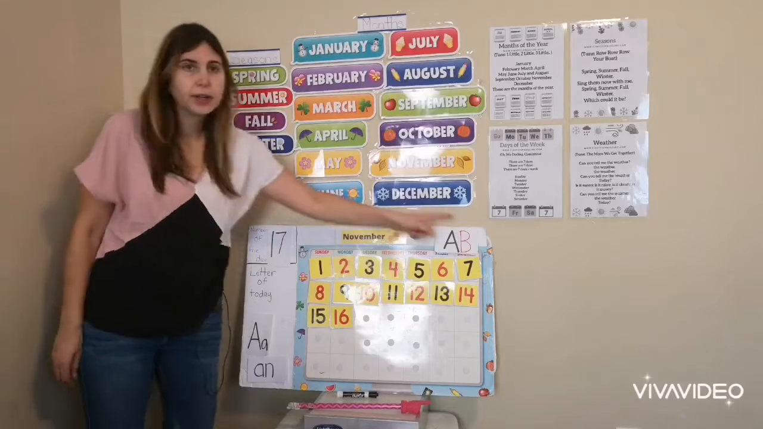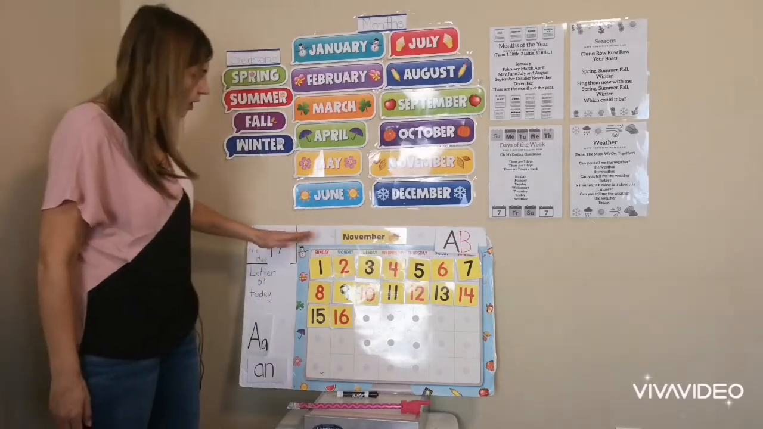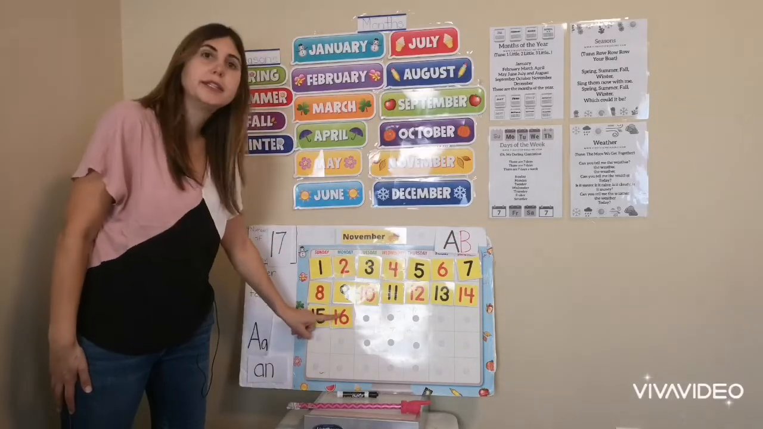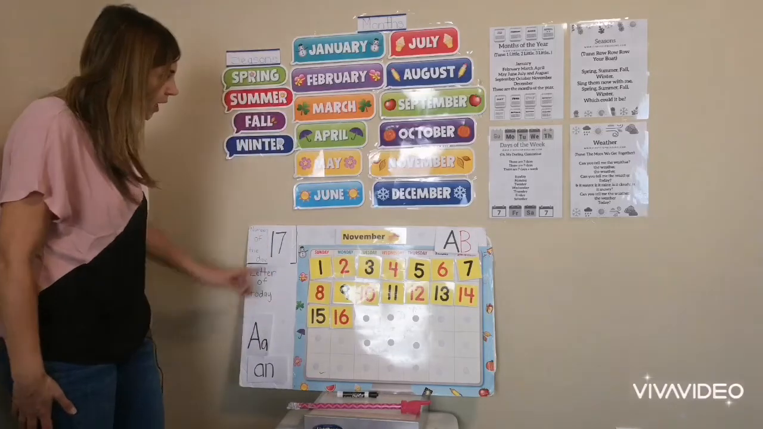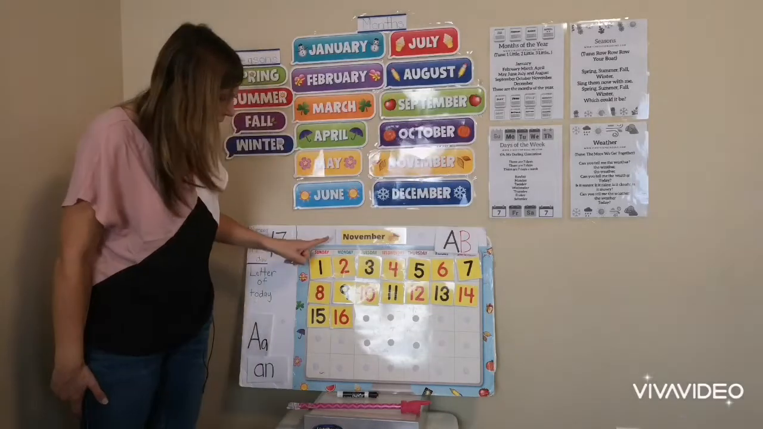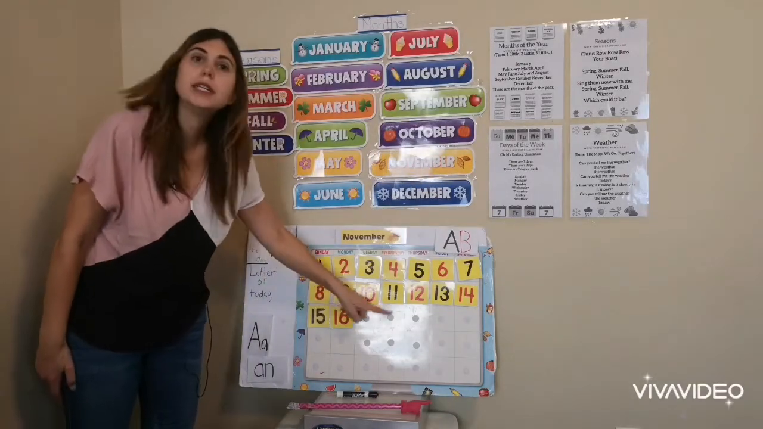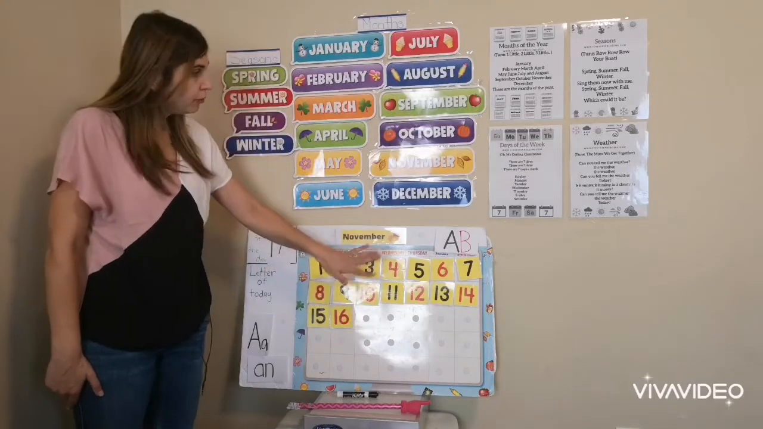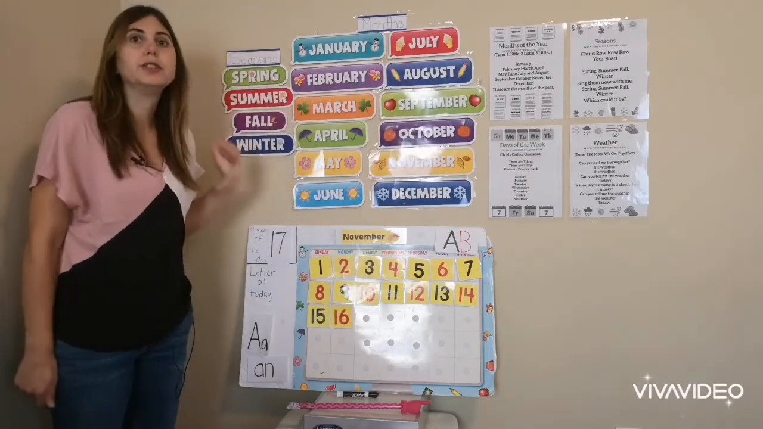We're going to start with our calendar. A calendar has a month and a day. So today we're talking about November, and we're going to figure out what date it is on our calendar. But first, let's sing our calendar songs together.